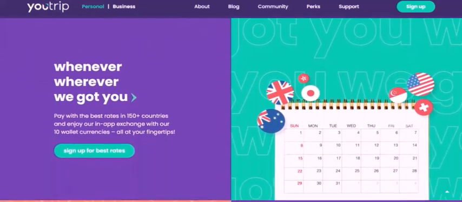These simple but strategic steps allow you to get the best possible exchange value from YouTrip and keep more dollars in your pocket on every foreign transaction.